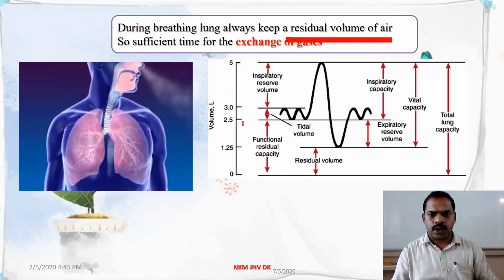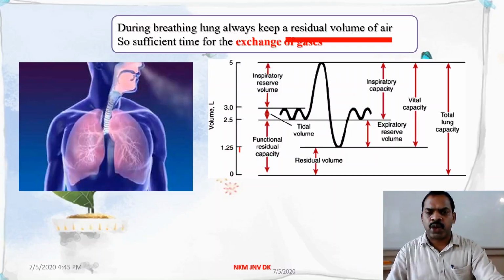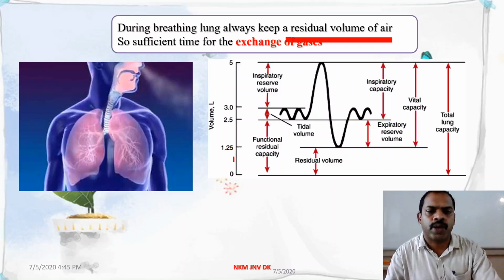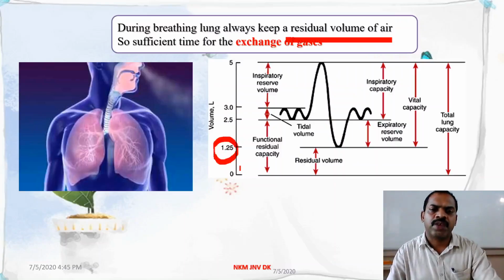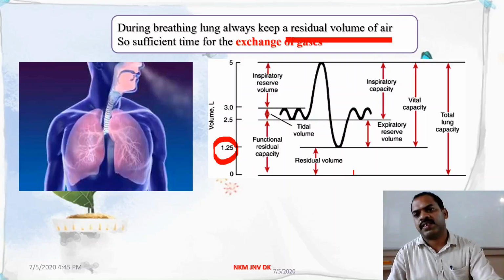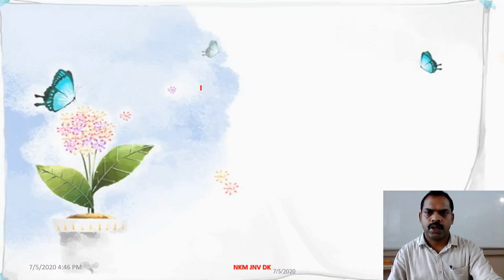Again, we breathe out forcefully. We can go up to 1.25. We cannot breathe out beyond 1.25. Always 1.25 liters of air will be there in the lungs. That is called residual volume. Residual volume is always there in the lungs. So to ensure the breathing or gaseous exchange, residual volume of air will be there.